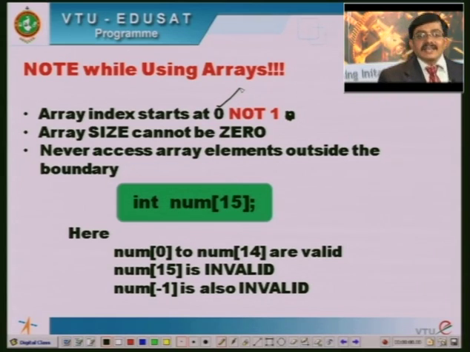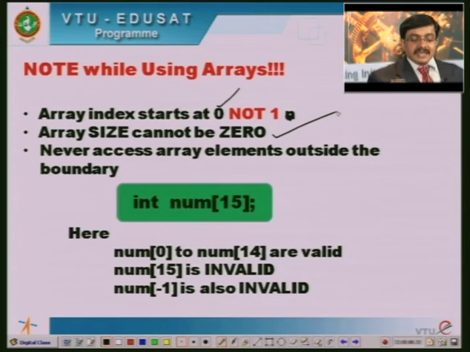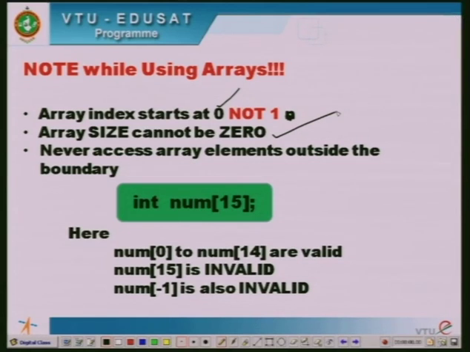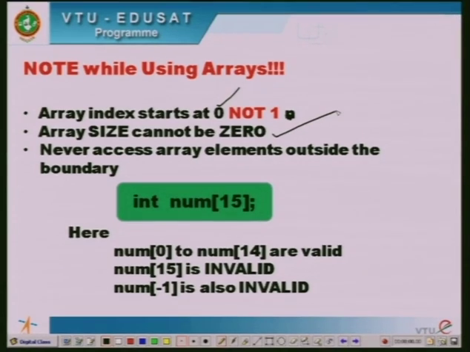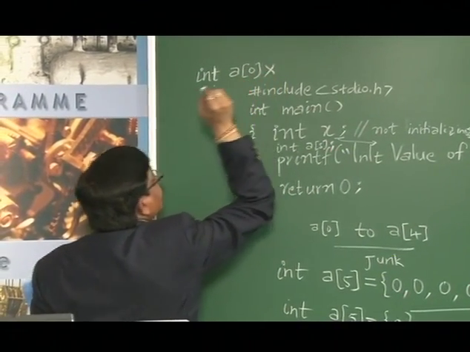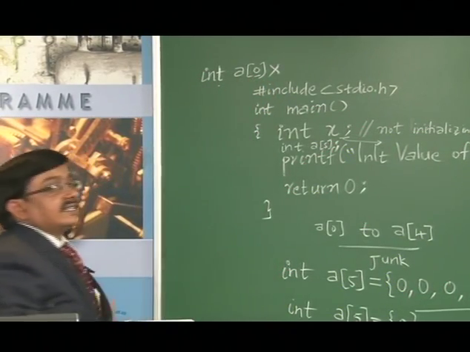Now, array size cannot be 0. It is not possible to declare an array with size 0. When the array size is 0, the number of bytes to be allocated will be 0, and we cannot store any data there. For example, a declaration like int a of 0 is an invalid declaration. Here at least I should mention one integer value.